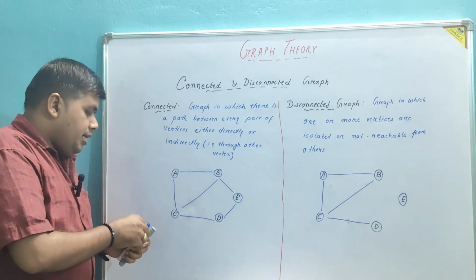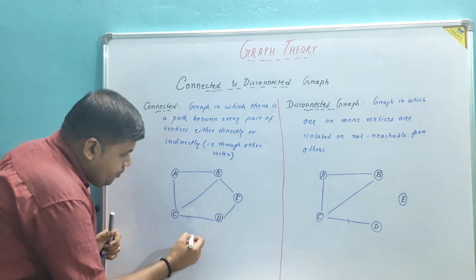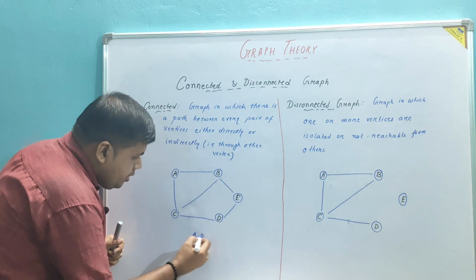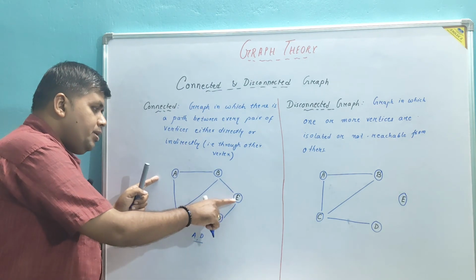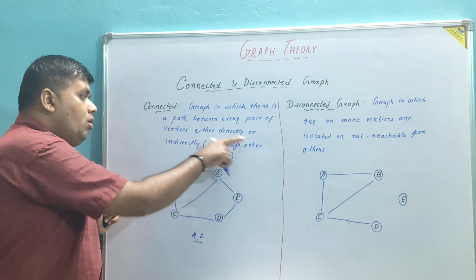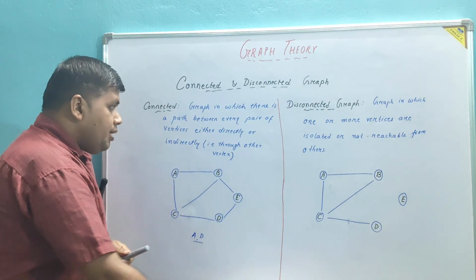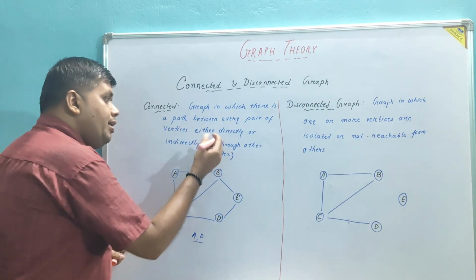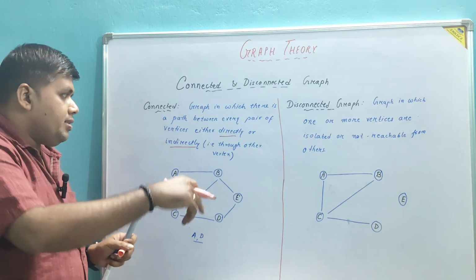We can take any pair. Let's say A and D. Is there a path between A and D? Yes, through B, E or through C, either directly or indirectly. So it is not that it should be direct only, it can be either direct or indirect. Indirectly means through other vertices.